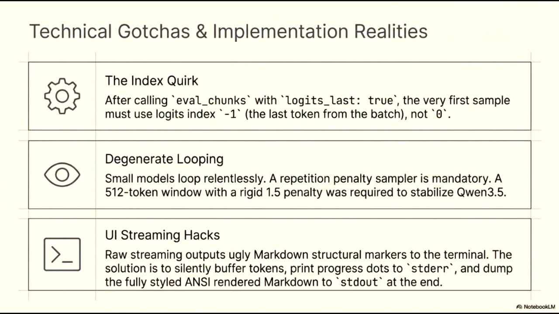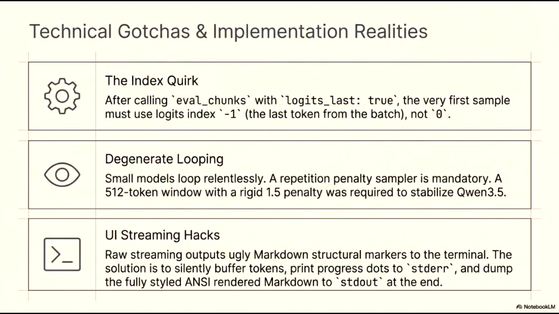Moving into the technical gotchas and implementation realities, let's start with the index quirk. When calling the eval chunks function with logits_last set to true, it is critical to remember that the very first sample must use logits index -1, representing the last token from the batch, rather than index 0. This is a subtle but vital distinction for successful initial sampling.